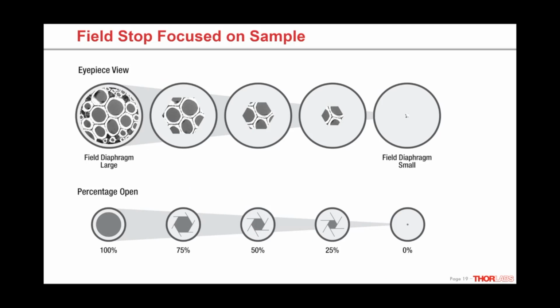If you were looking through the eyepieces and adjusted the field diaphragm of a transmitted light path, you will see the field diaphragm stop down the image in the microscope, because the field diaphragm is conjugate to the image plane. This is as opposed to an aperture diaphragm, which you would not see focused at all in the sample.